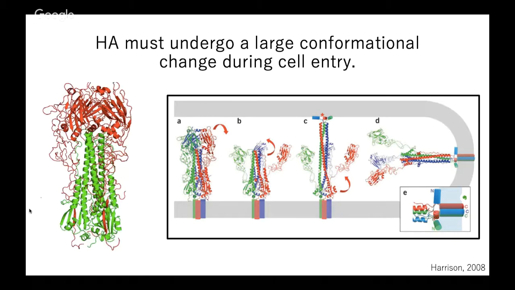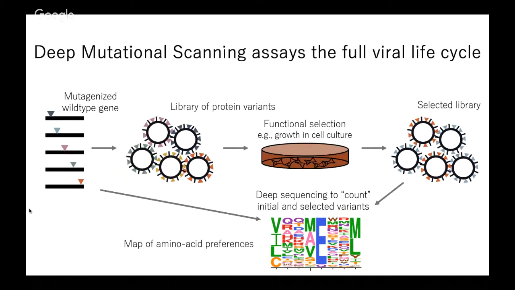I just wanted to point this out because if we're going to measure the selective pressure and the constraint on this protein, we want to model all of this. We don't want to just take one conformation, one protein structure, and measure deviations away from this. We want to take into account everything that the protein has to do to be successful. And that's exactly what deep mutational scanning does.